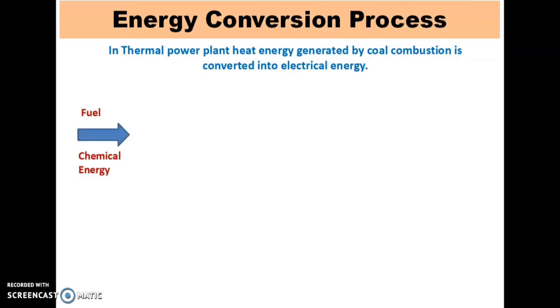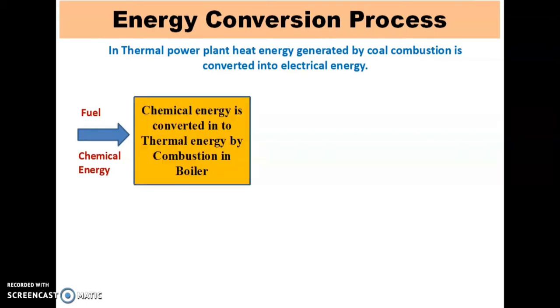The fuel, as I already told, coal, gas or oil, consists of chemical energy. That fuel is given to the boiler, and the chemical energy of the fuel gets converted into thermal energy, where in the boiler the combustion of the fuel happens. Combustion means the burning of the fuel in presence of air. So the chemical energy in fuel is converted into thermal energy by combustion in the boiler.